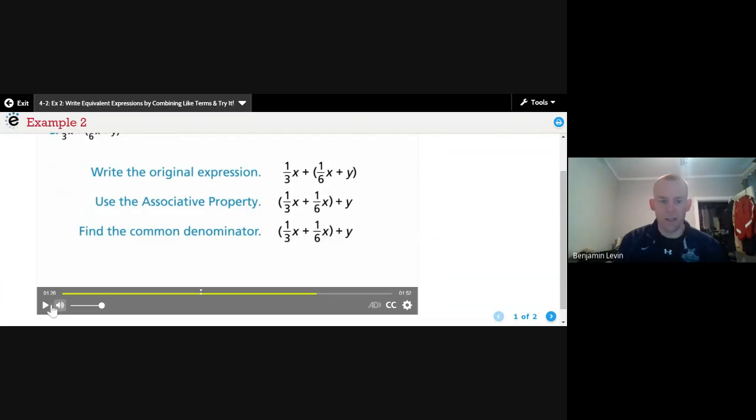They find the common denominator for the two fractions. Write 1/3 as 2/6. Use the distributive property to combine like terms. 2/6 plus 1/6 is 3/6. And then reduce. The last step is to reduce the fraction to simplest terms. The expression is 1/2 x plus y. Notice that the original expression has 3 terms, and it simplifies to an equivalent expression with 2 terms.